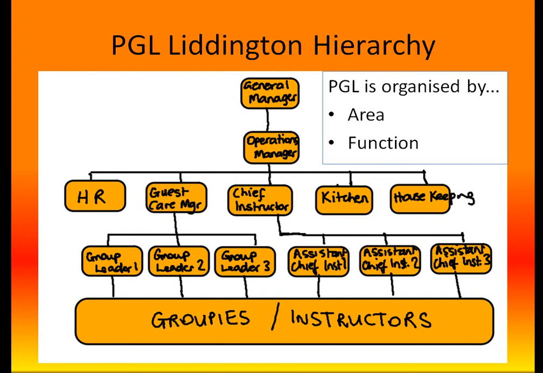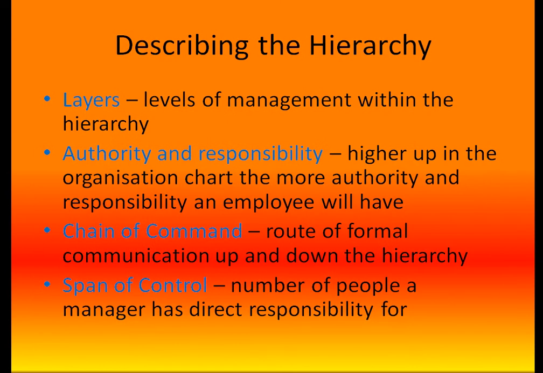The chief instructor manages the 3 assistant chief instructors who then in turn manage the instructors. The instructors are people who run the activities in PGL, so the abseiling, the giant swing, Jacob's ladder, the canoeing, all those things are run by instructors. So the instructors look after students and staff when they're actually doing the activities. So firstly, we need to be able to describe the hierarchy for PGL Liddington.